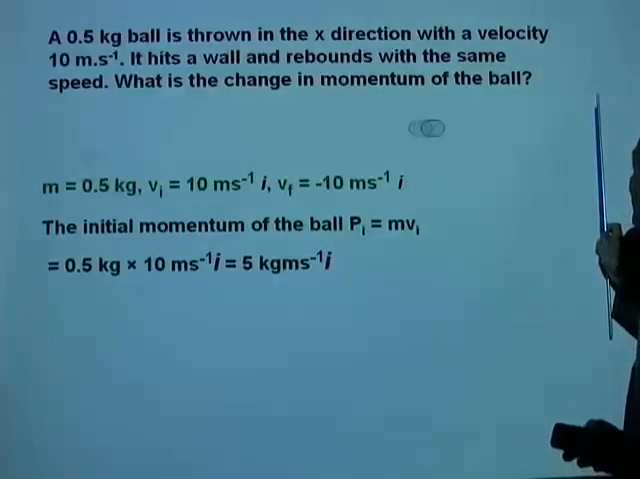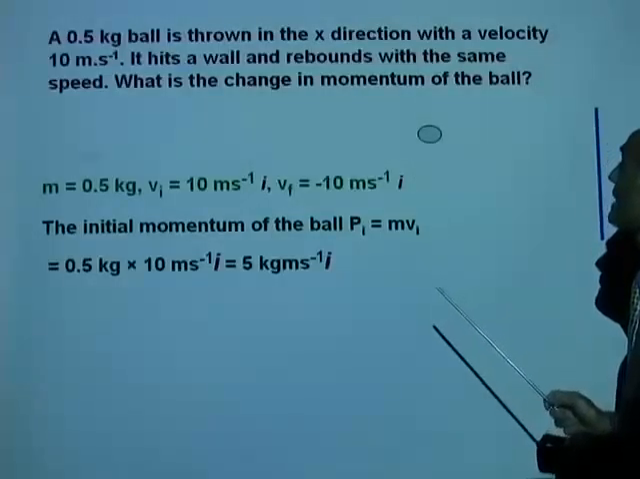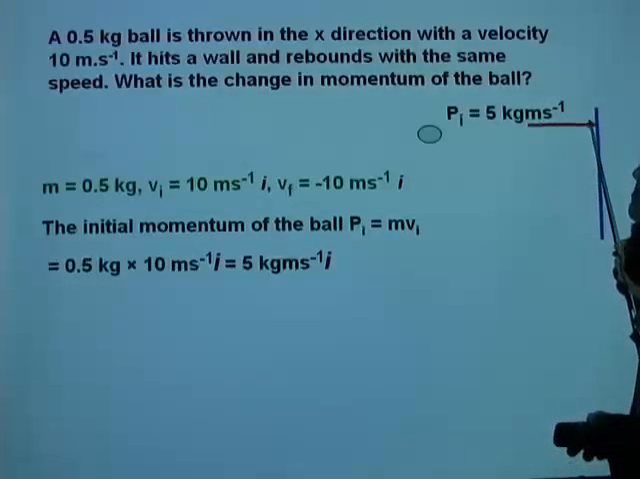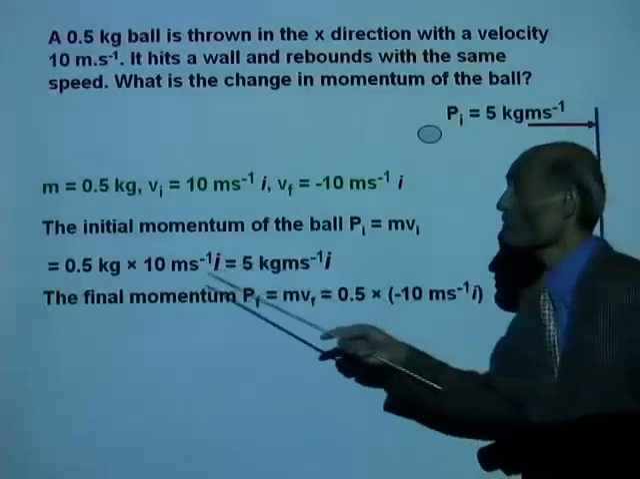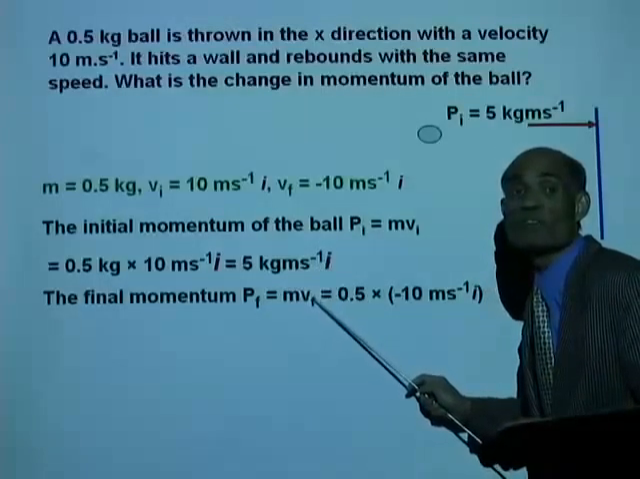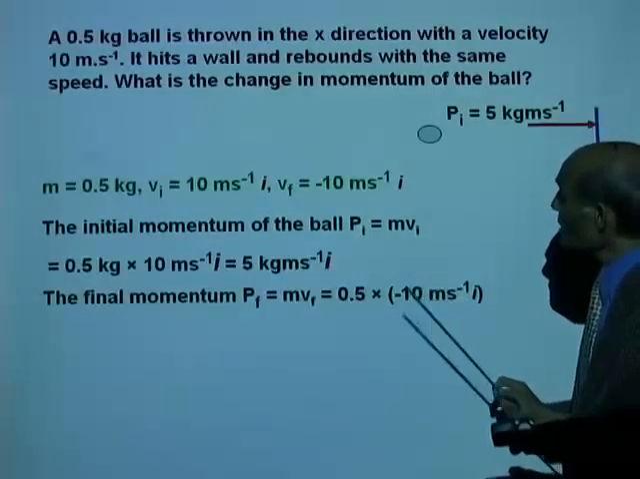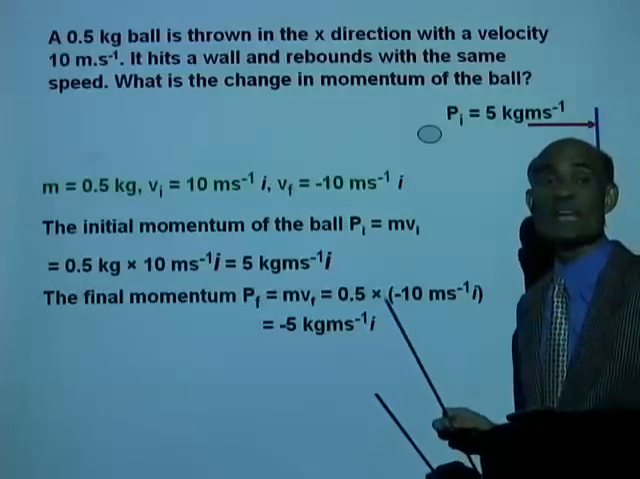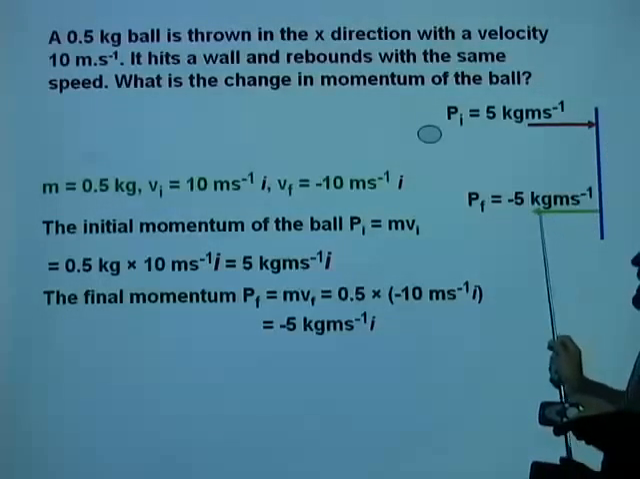Alright, this is the wall, and look what happened. The ball came, hit the wall and went back. So the initial momentum is 5 kilogram meter per second in the positive x direction. What is the final momentum? The final momentum Pf is mvf, mass times the final velocity. The final velocity is negative 10 meter per second i, and that is negative 5 kilogram meter per second. This is the final momentum.